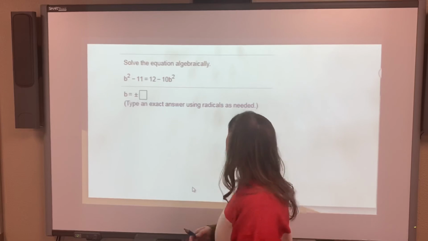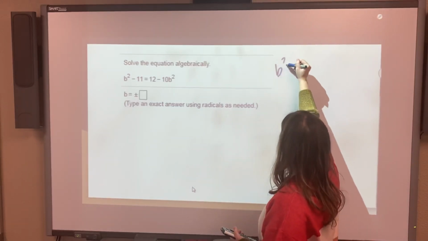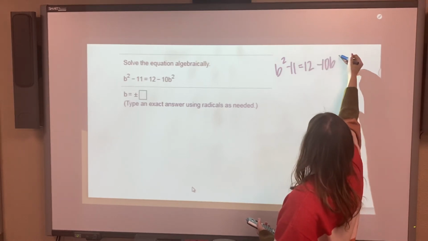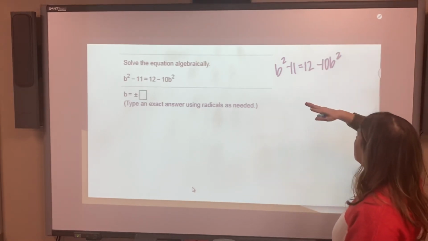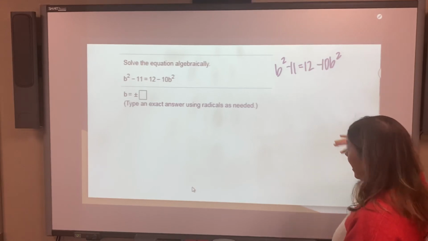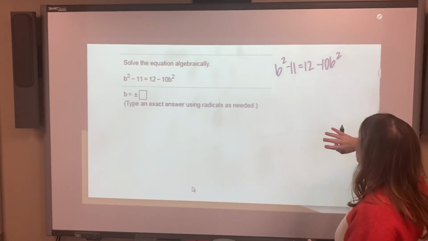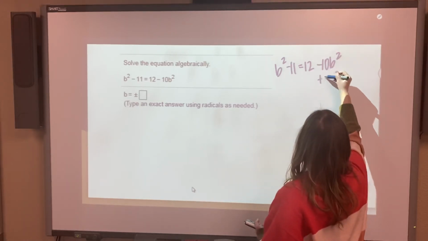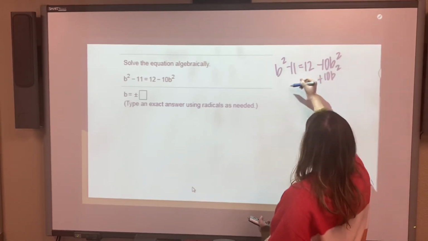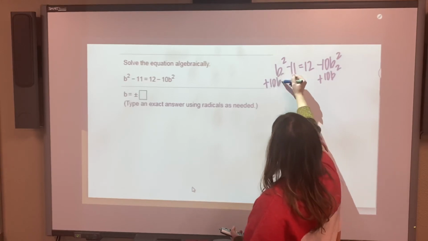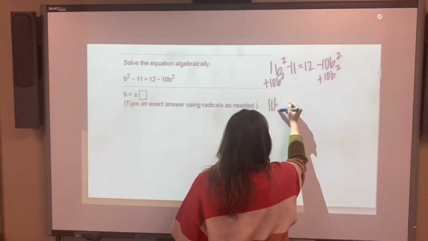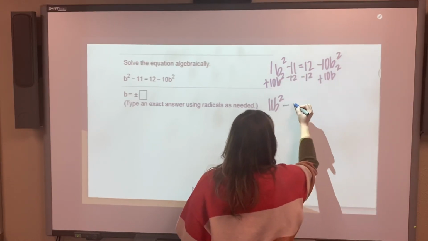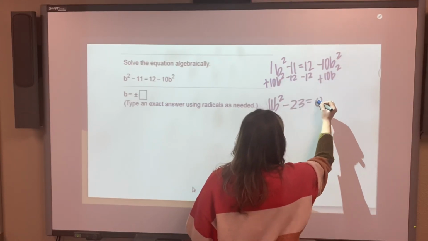So we have b squared minus 11 is equal to 12 minus 10b squared. So we want to get numbers on one side and variables on one side. Everything we need to equal 0. So I'm going to take everything and take it to the left. First I'm going to add 10b squared to here. So that's a 1, so that'd be 11b squared. And then if we subtract 12, that would be minus 23 equals 0.